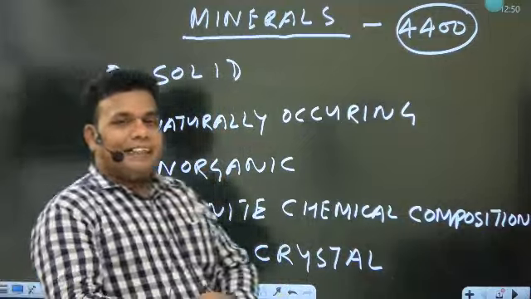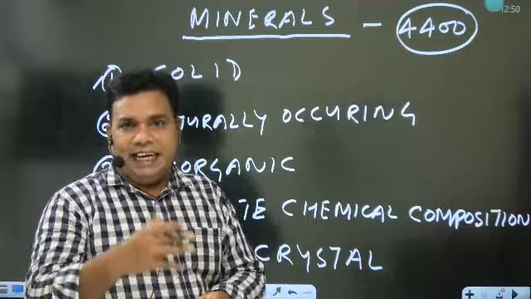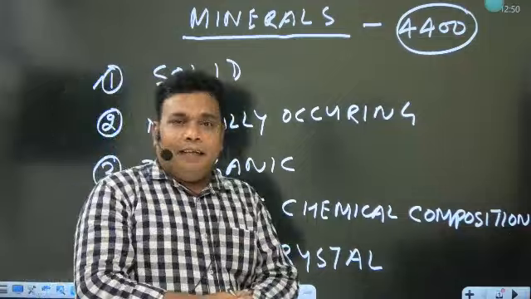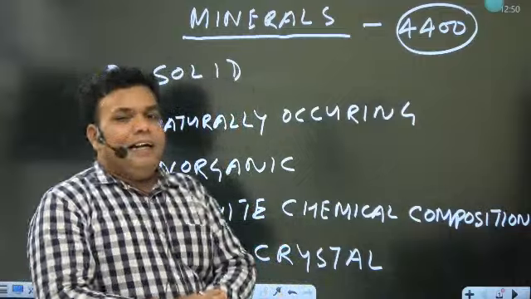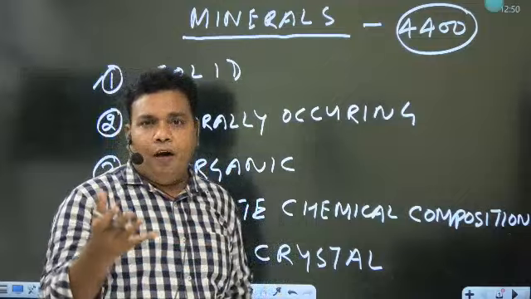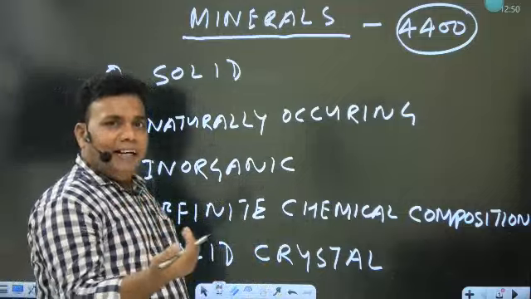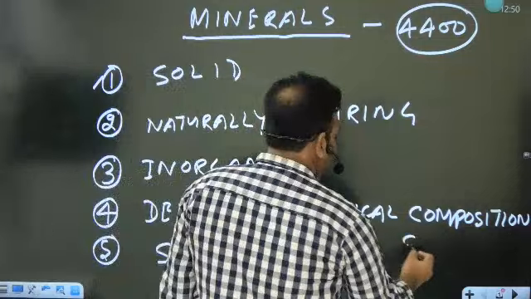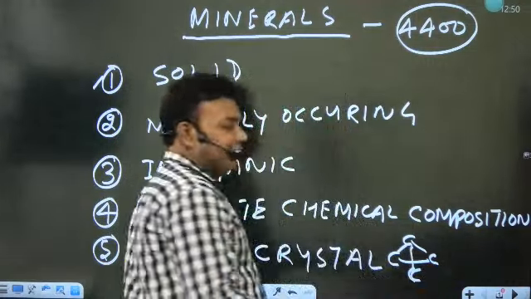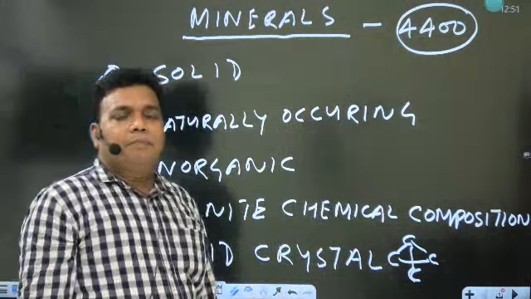The fourth criterion is that minerals must have a definite chemical composition, meaning a definite atomic number, all right? And the fifth one is that the atoms of the mineral are arranged in such a manner that they form a lattice, a solid crystal. Like graphite, the carbon atoms are arranged in such a manner that it looks like a tetrahedron. So these are the five basic criteria to be referred to as a mineral, right?